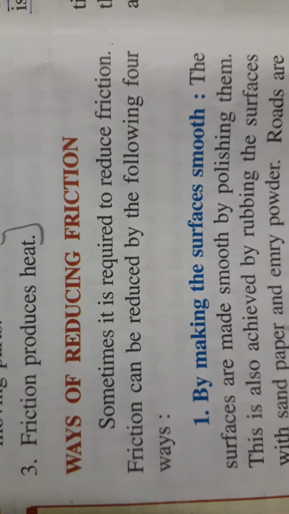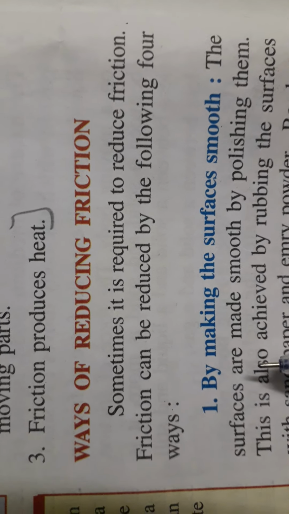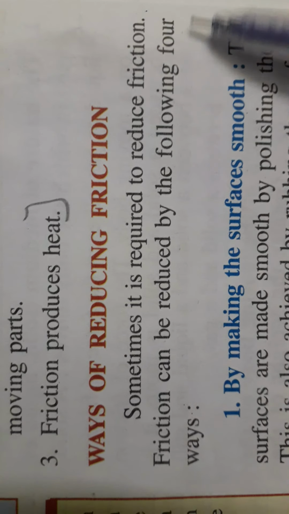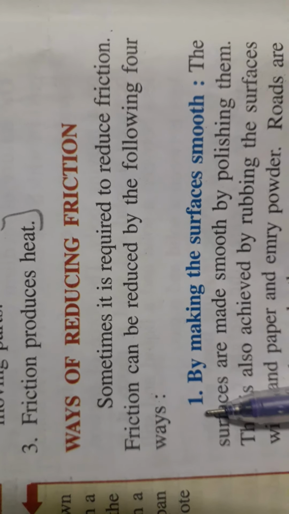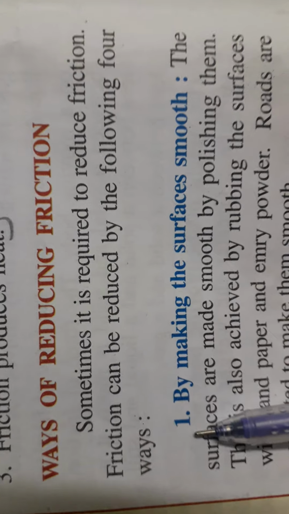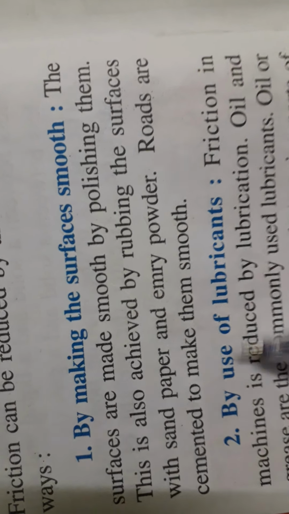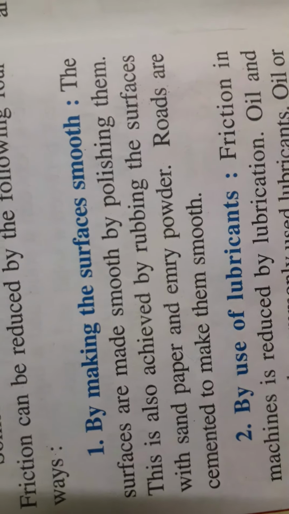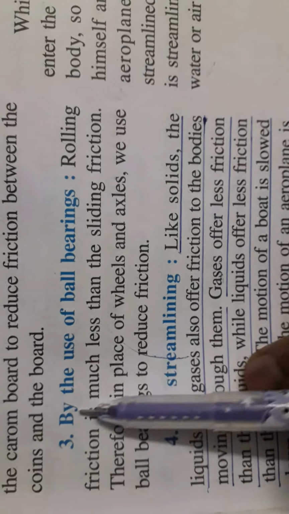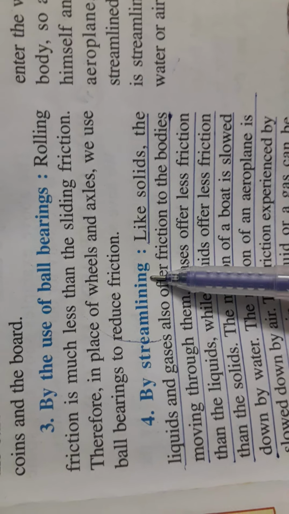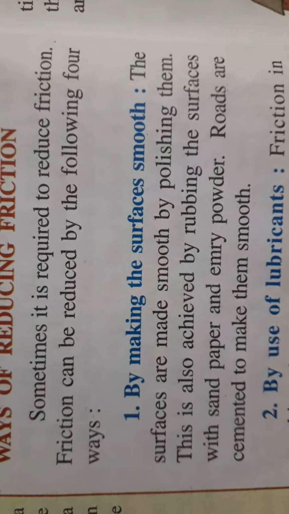Here, sometimes it is required to reduce friction. Friction can be reduced by the following four ways. So, we have four ways of reducing friction. So, by making the surfaces smooth. Secondly, by use of lubricants. Third is by the use of ball bearings. Fourthly, by streamlining. We are going to see each in detail.